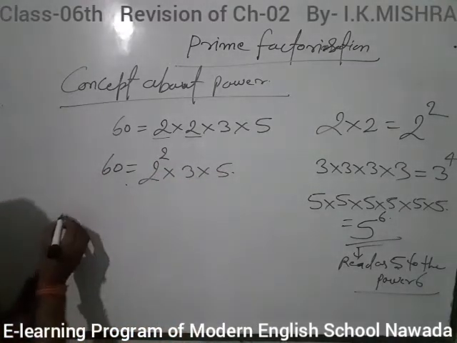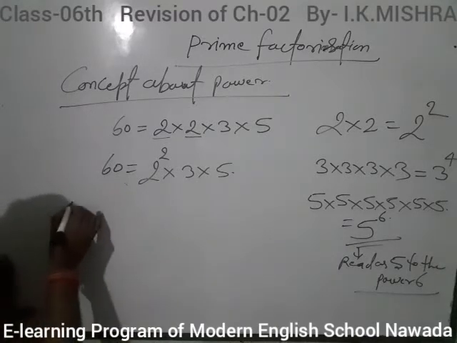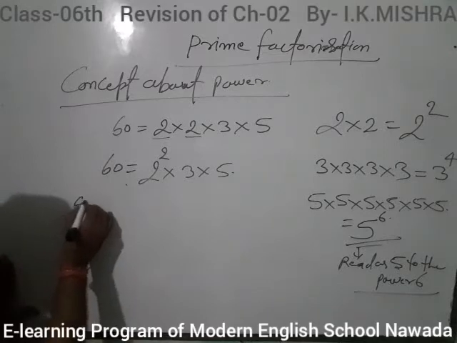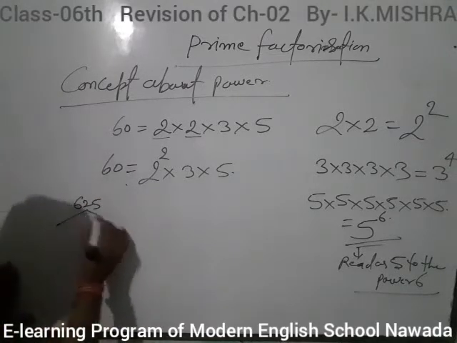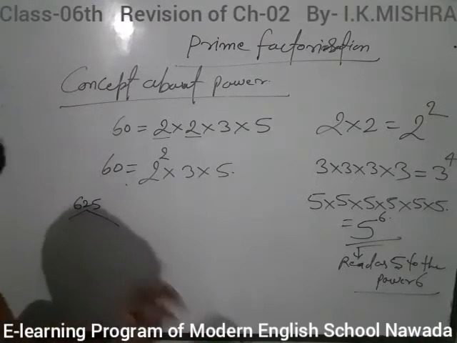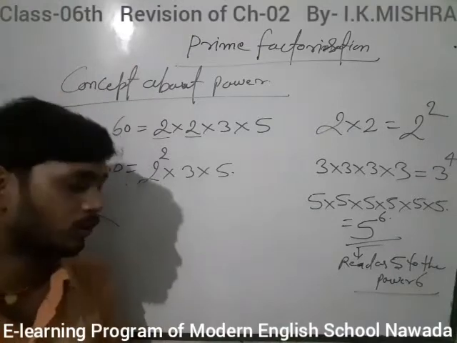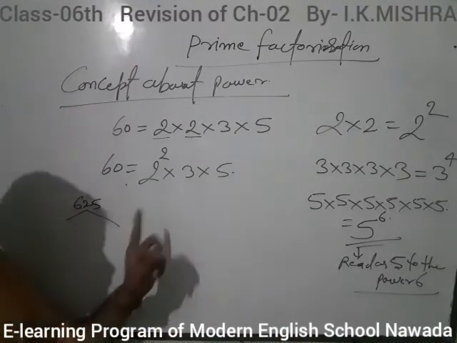Suppose you have to factorize, here I write 625. You have to factorize. So students, first of all, check divisibility. You know the divisibility rules that were discussed in the previous video. First of all, check it will not be divisible by 2, so try dividing by 3.